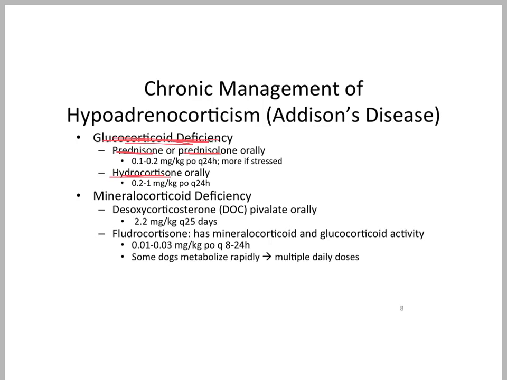And then for the mineralocorticoid deficiency, there are really two options. The one used most commonly, and approved for animals, is DOC-pivalate, an IM injection given every 25 days. Of course, it's monitored by measuring sodium and potassium. Or you can use Florinef, fludrocortisone, which has both mineralocorticoid and glucocorticoid activity. Some dogs, however, metabolize this pretty rapidly and have to get to pretty high doses and multiple treatments, so it's sometimes less practical for dogs, and the expense factor also comes into that.